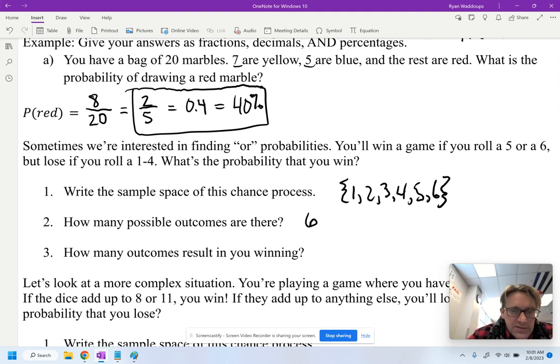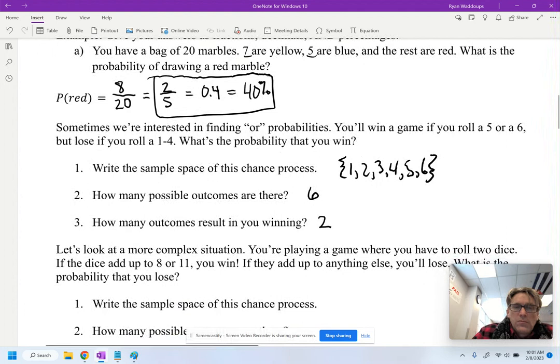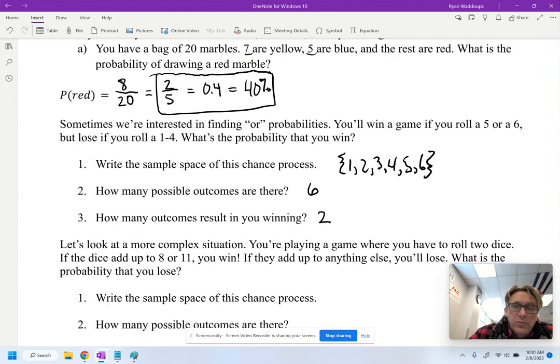How many possible outcomes are there? 6. How many outcomes result in your winning? Well, you win if you roll a 5 or a 6, and so the possible outcomes would be 2. And so the probability that we would win would be 2 out of 6, which once again simplifies to 1/3. As a decimal, that's 0.33 repeating, it's a periodic decimal, and that's approximately equal to 33%. And we should technically write these as approximately equal.